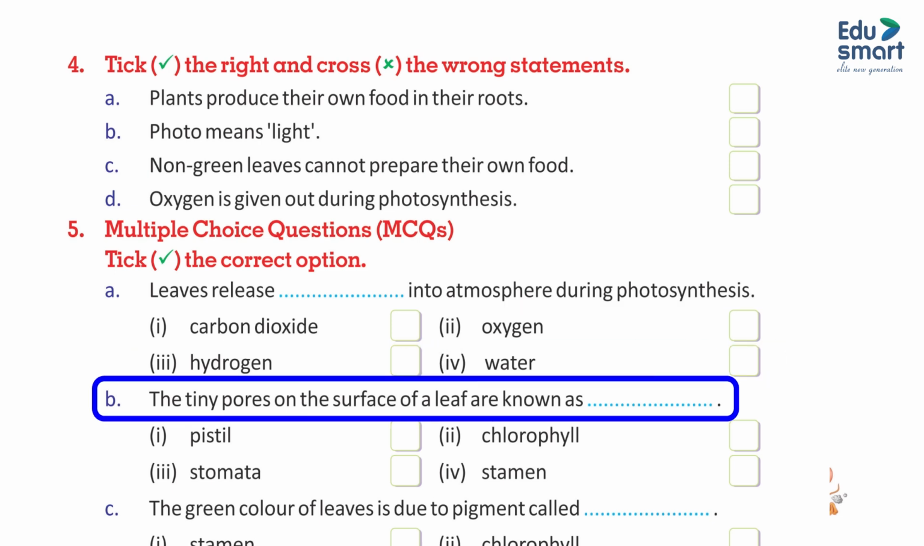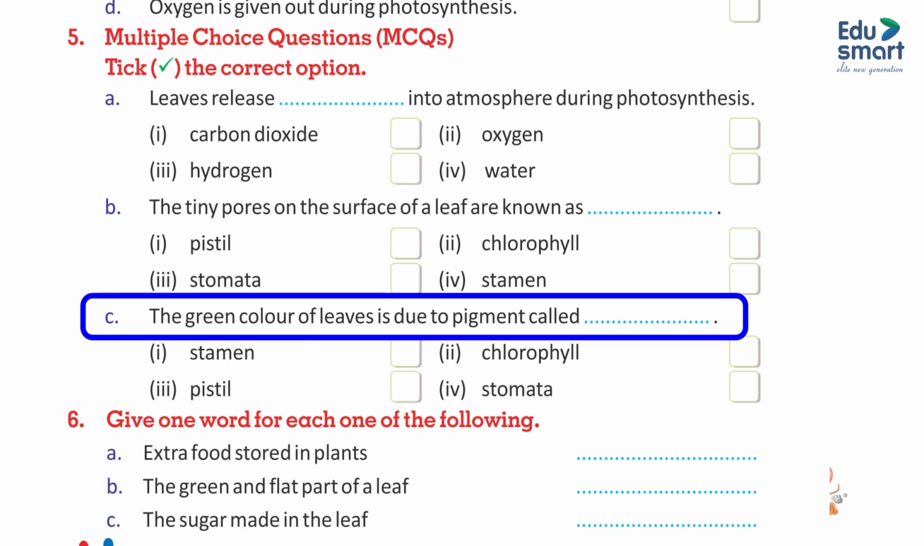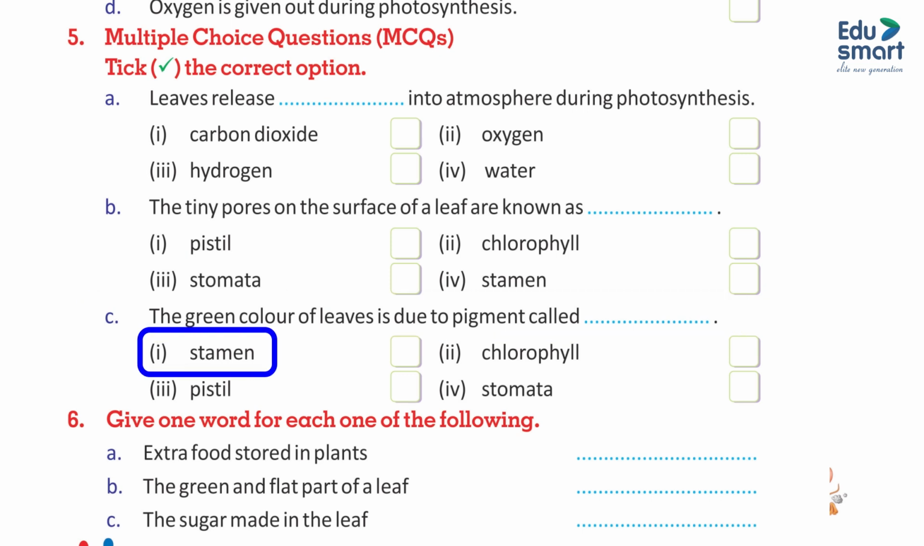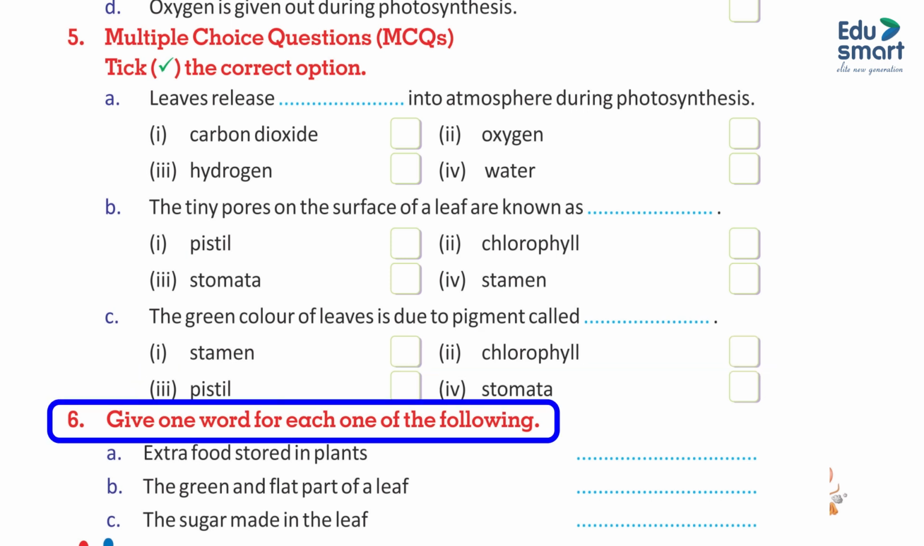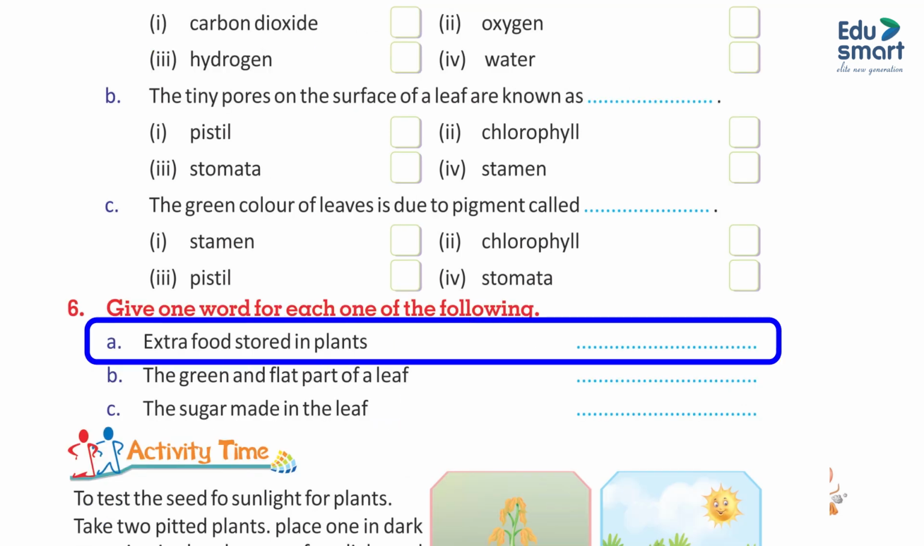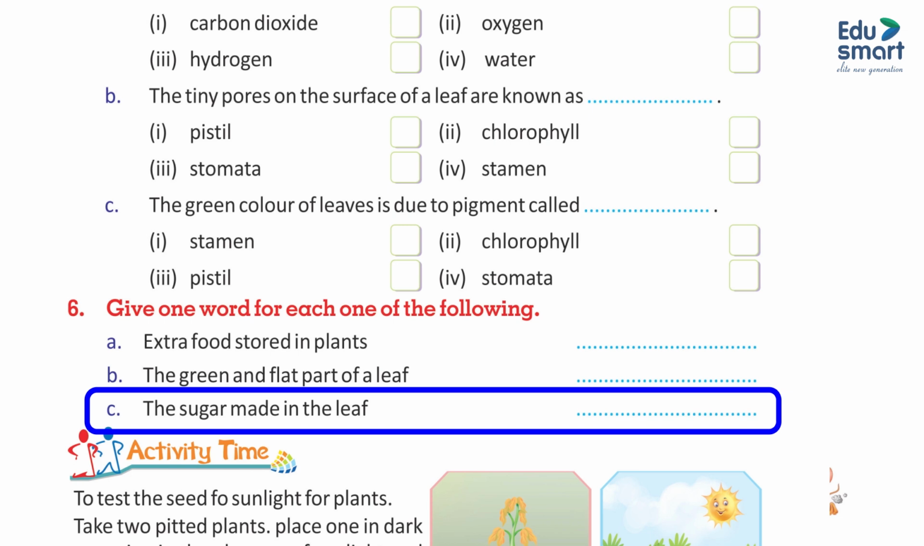B. The tiny pores on the surface of the leaf are known as dash. 1. Pistil. 2. Chlorophyll. 3. Stomata. 4. Stamen. C. The green color of leaves is due to pigment called dash. 1. Stamen. 2. Chlorophyll. 3. Pistil. 4. Stomata. 6. Give one word for each one of the following. A. Extra food stored in plants. B. The green and flat part of a leaf. C. The sugar made in the leaf.